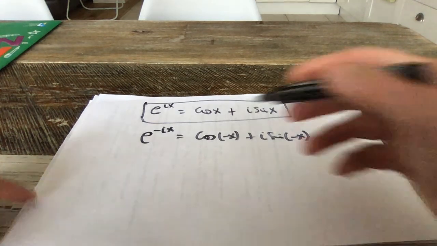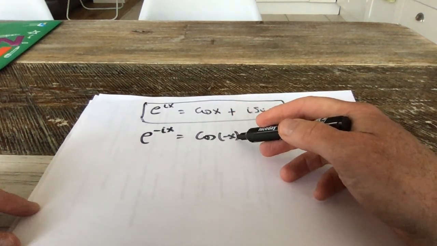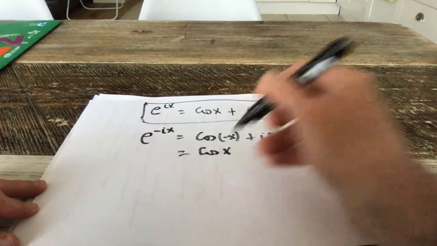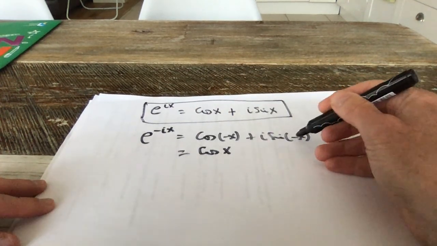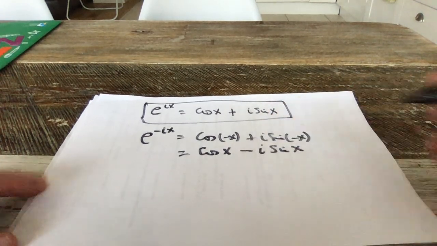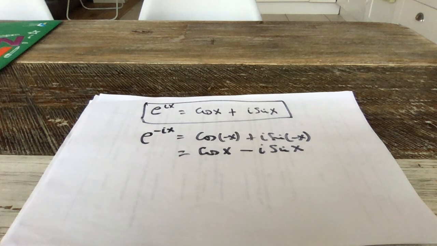Yeah. What's cos of minus x? If you go to the log tables, cos of minus x is the same as cos x, because cos is even. And sine is odd, so sine of minus x in the log tables is minus sine x. Oh my God, this is really, really nice. Okay, so you get exponential of minus ix is cos x minus i sine x.